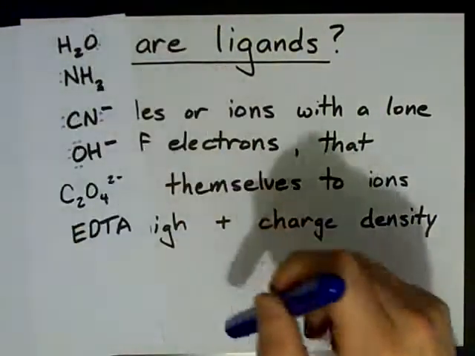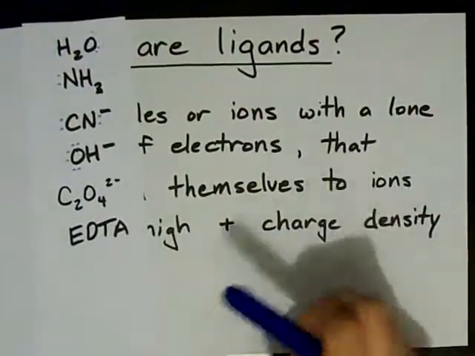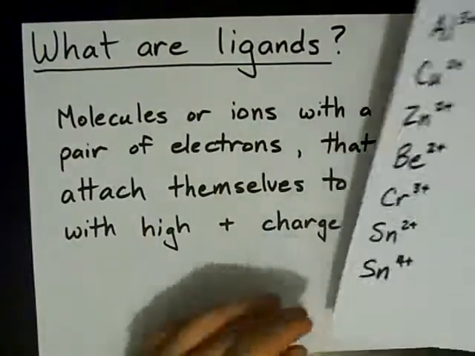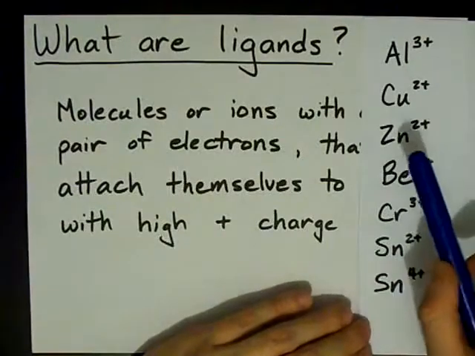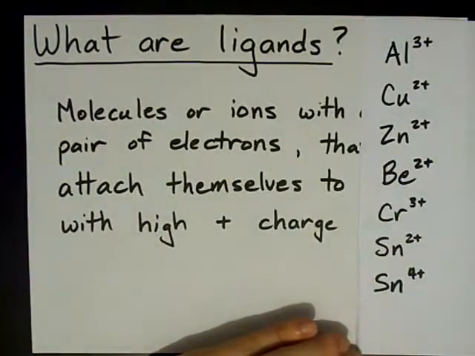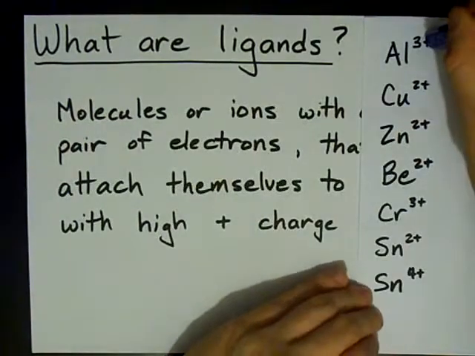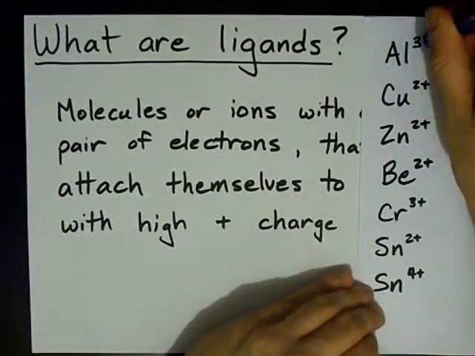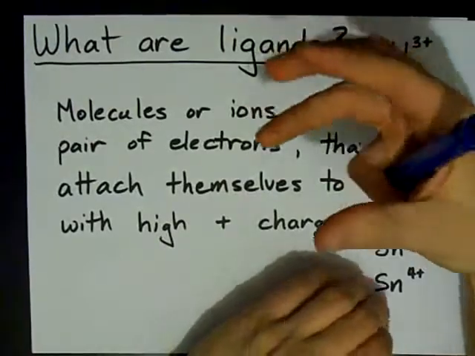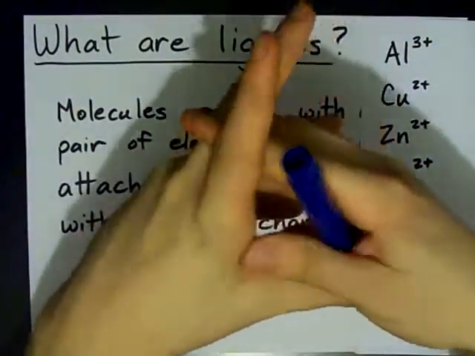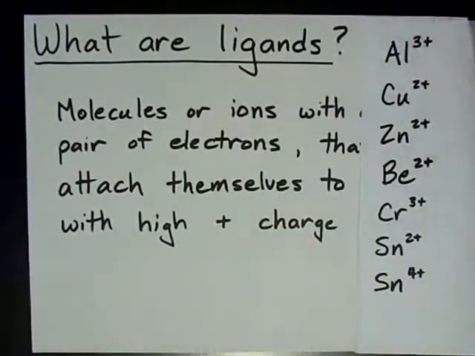And what are lone pairs attracted to? Plus charges. So take a look at this list of things with a high positive charge density. Al atoms, or aluminum atoms, with a 3+ charge. That's 3 extra positive charges in that atom's volume. Very high positive charge density.